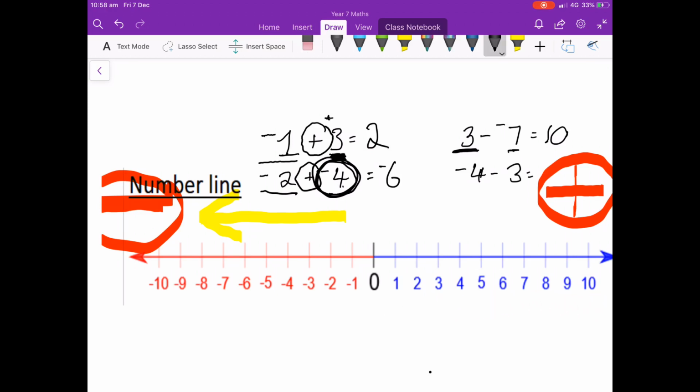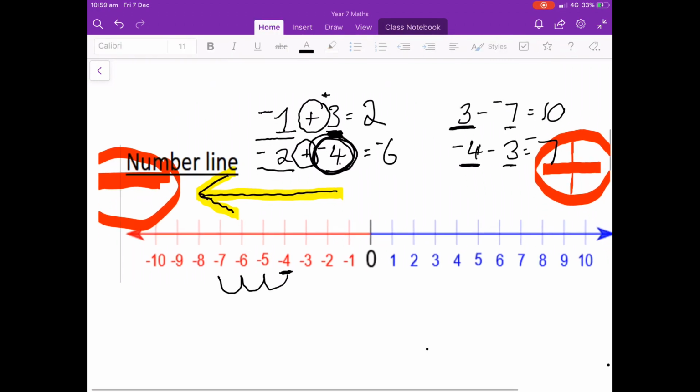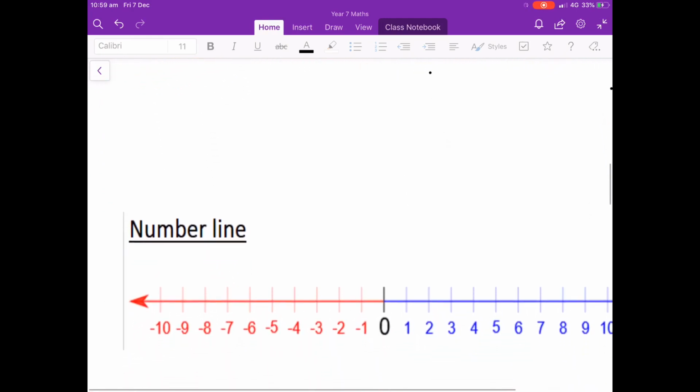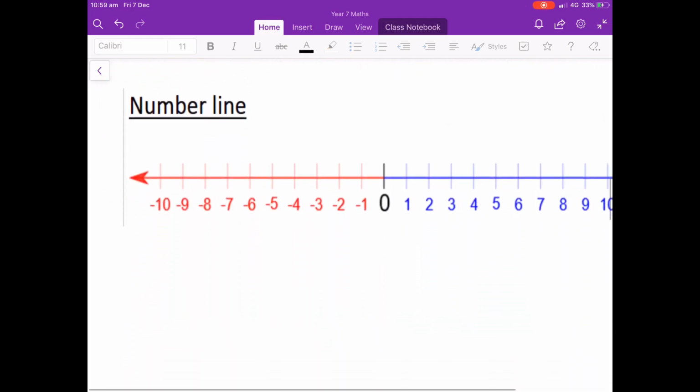Okay, so the next one is starting on negative 4. Here's negative 4 on my number line. It is a minus, so I am turning my body and facing towards the minus, and it is a positive 3. So positive 3, so I'm minusing positive 3, so I'm facing towards the minus side. Positive 3 means I walk forwards. 1, 2, 3. So my answer is negative 7.